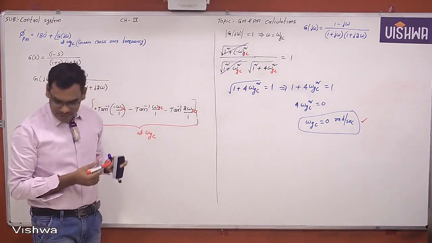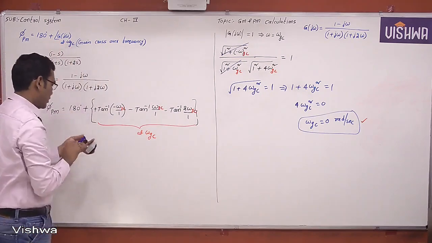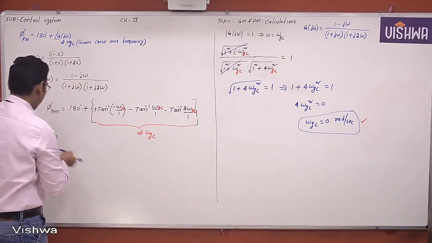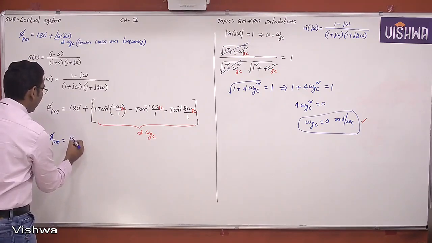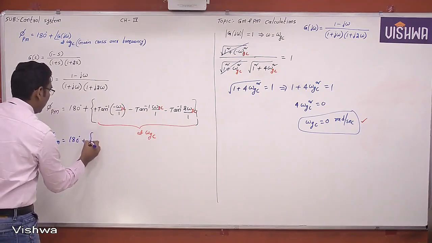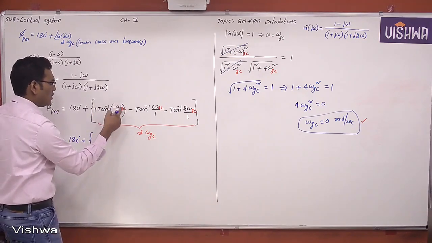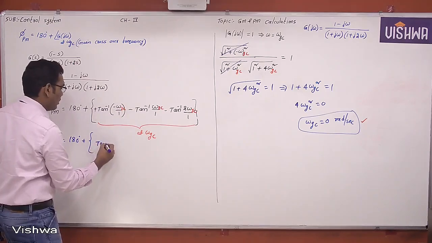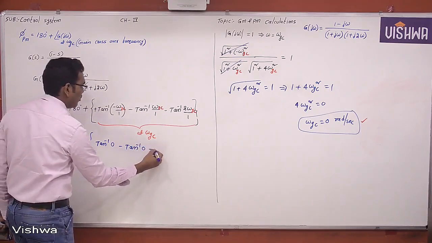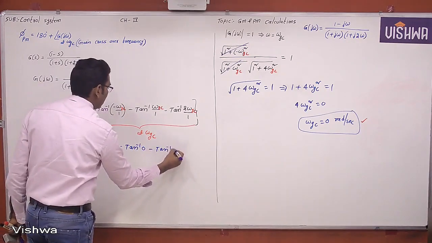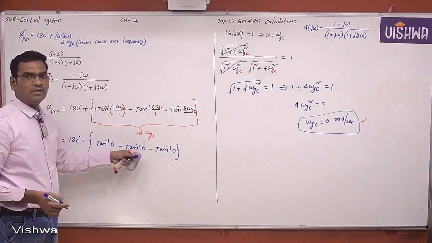Now, at that particular gain crossover frequency, we want to find the phase margin. Let us see here the phase margin. The phase margin is equal to 180 degrees plus the angle of open loop transfer function at omega gc. Now, omega gc is 0. Therefore, tan inverse 0 minus tan inverse 0 minus tan inverse 0. Tan inverse 0 is 0 degrees.